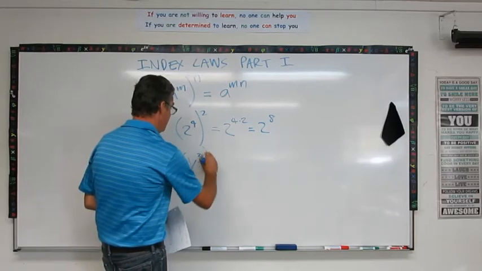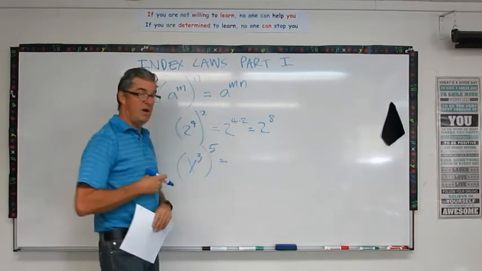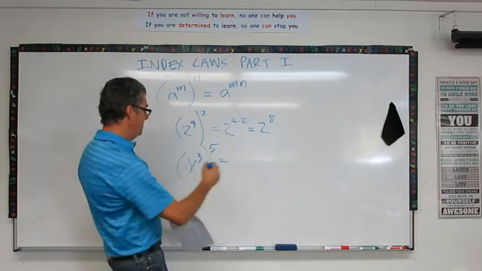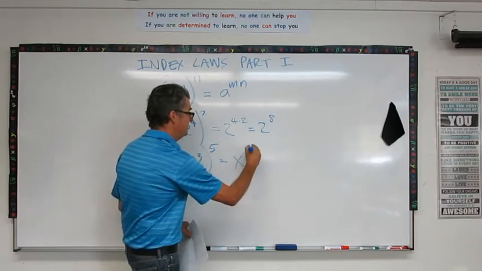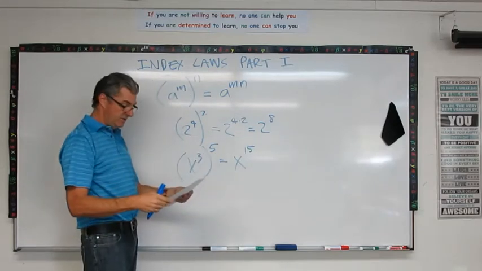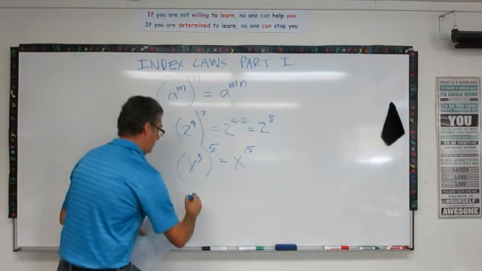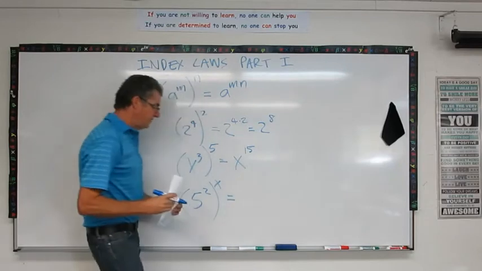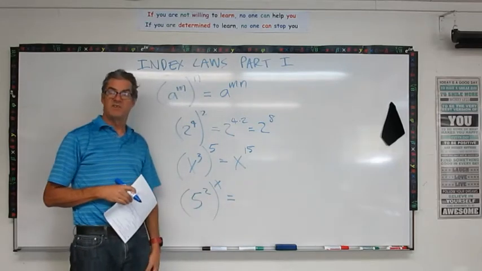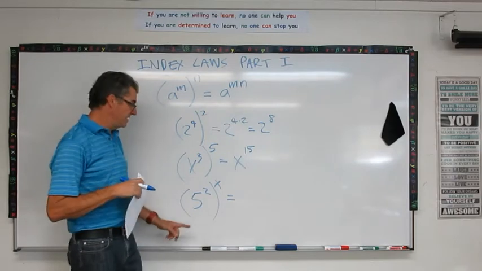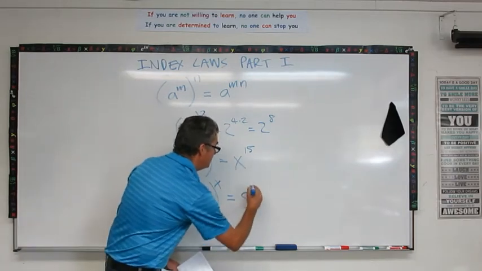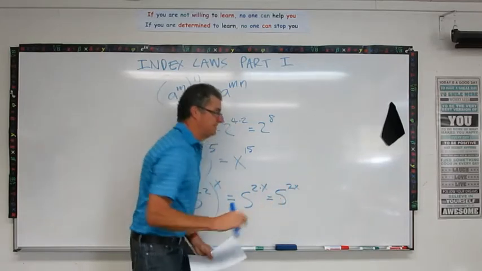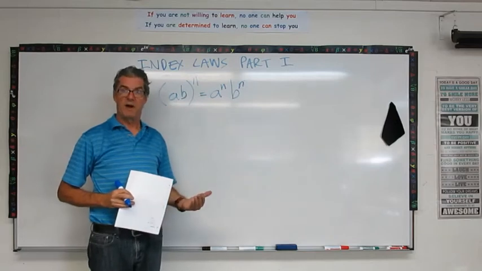x to the 3rd to the 5th. Pause the video, give it a shot. Okay, let's see how you did. This is going to be x to the 15, because I multiplied my 3 times my 5. Let's do one more. Okay, so now I threw a variable in my exponent. Pause the video. Let's see how you did. So this one's going to be 5 to the 2 times x, which we would just write as 5 to the 2x.